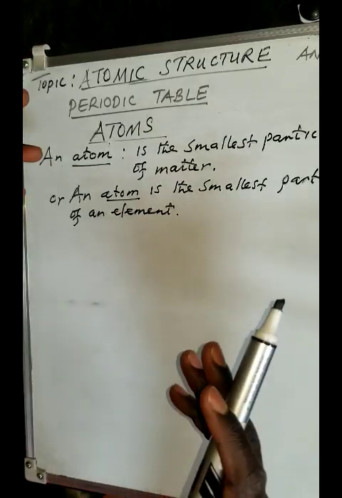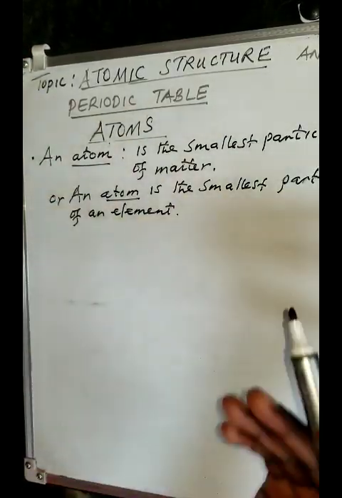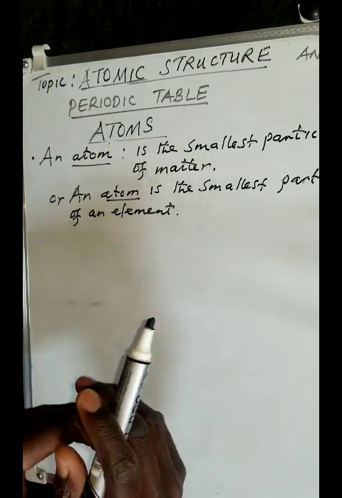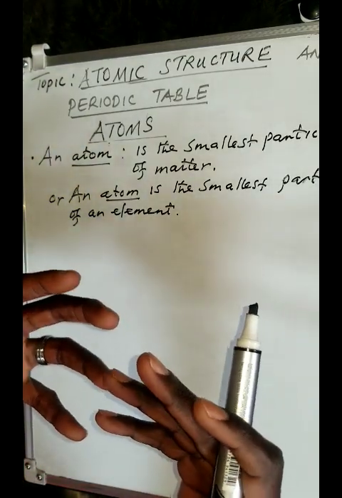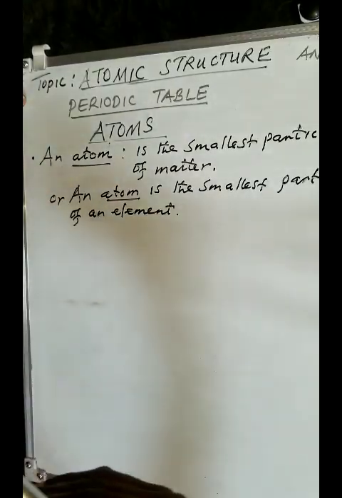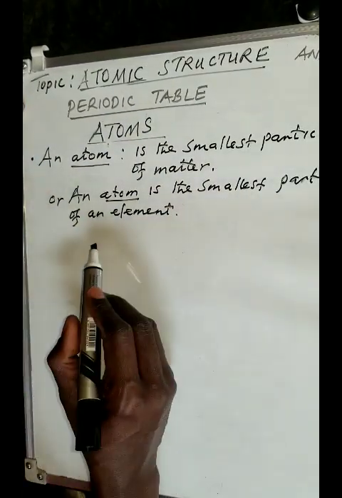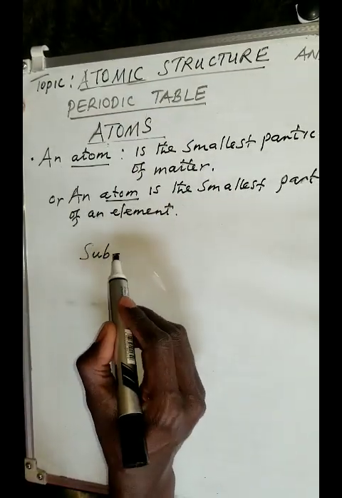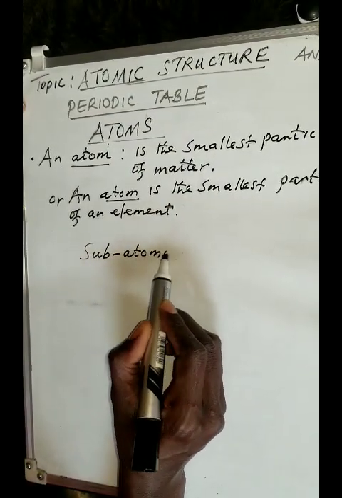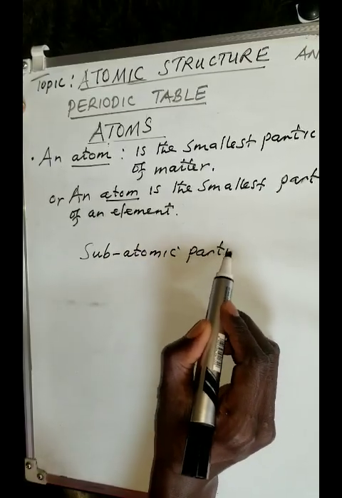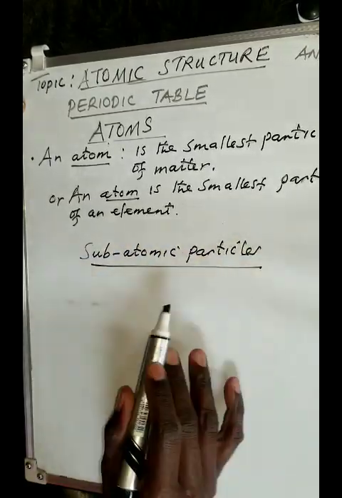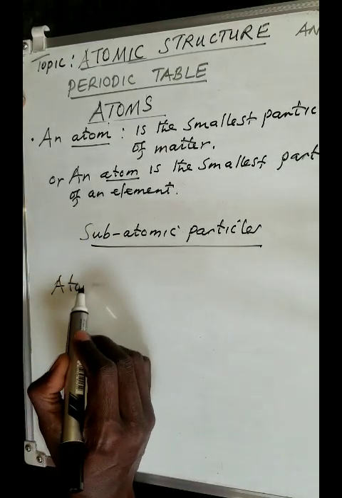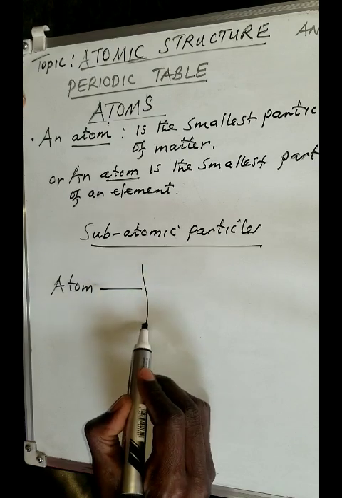Now, way back, people thought that an atom was the smallest particle, but as research came in, scientists came to discover that inside of an atom there are other smaller particles, and therefore they called these smaller particles inside of the atom subatomic particles. So there are 3 subatomic particles that are found in an atom.